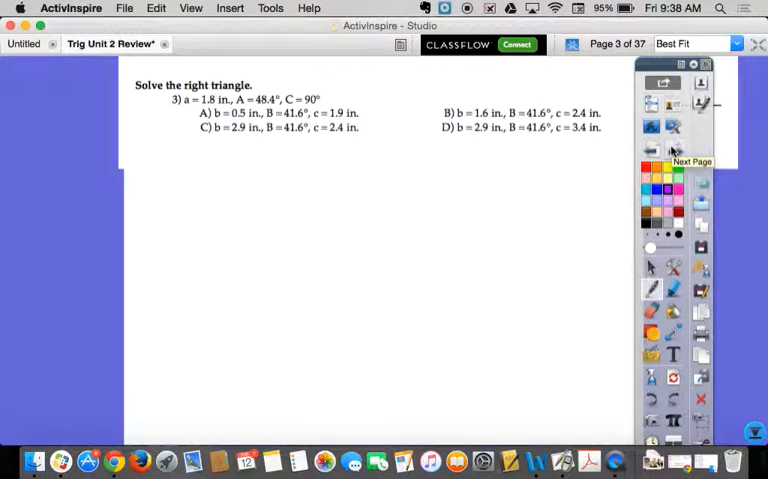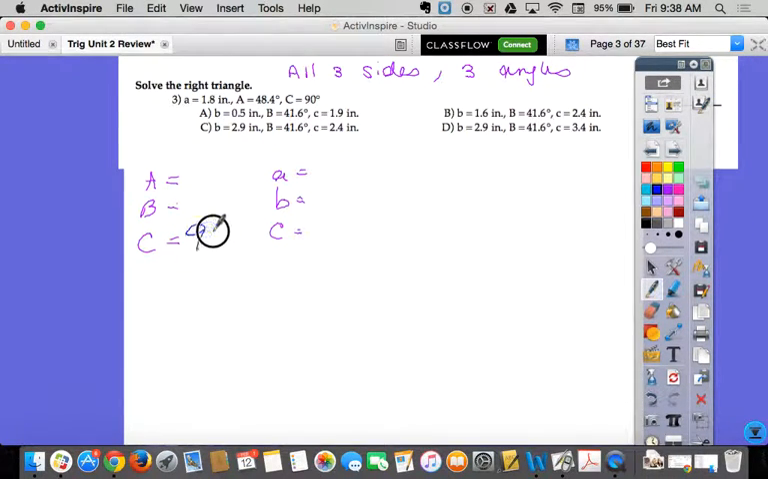Okay, solve the right triangle. Now you've got to remember, when you see this, that means all 3 sides and all 3 angles. Okay, so I like to list. That's just me. You can do it the way you want to, but I like to list out what I got. Keep in mind that you always know before you ever get started, angle C is 90. They never have to tell you that. Looks like they did tell you. But if they don't, that's an understood. Little a is 1.8, big A is 48.4. And then you can go through and find the others.